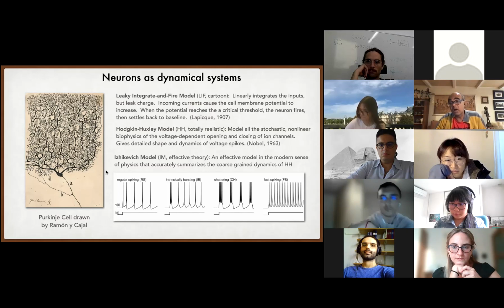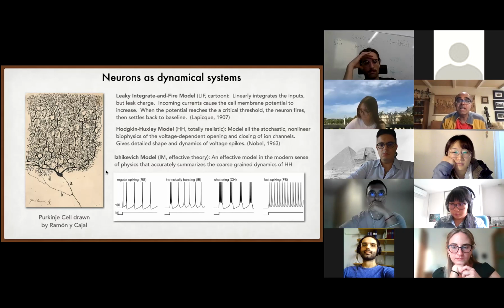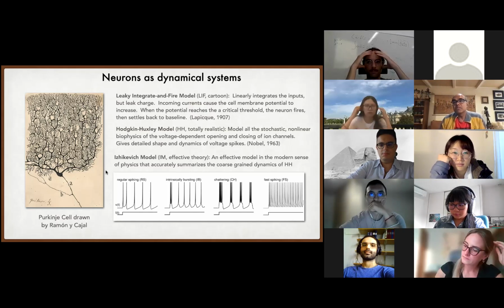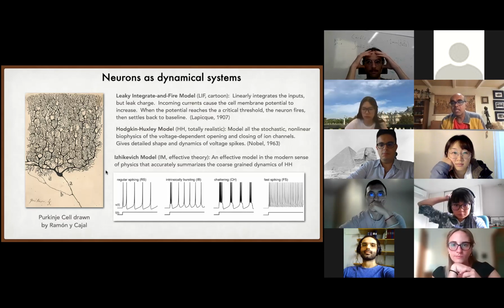This is a very old model. It was invented by Lapicque in 1907, the same year that Einstein invented special relativity. So it's been around a long time. And you know, it's a cartoon that suffices in many cases.